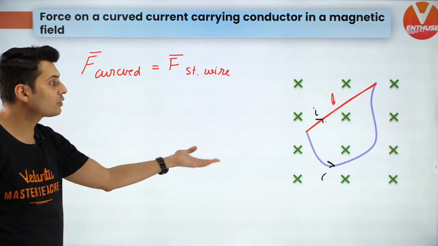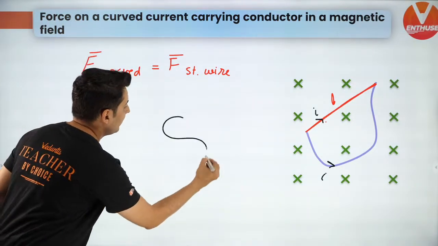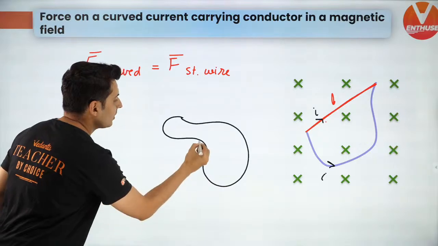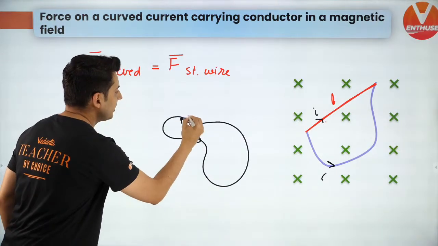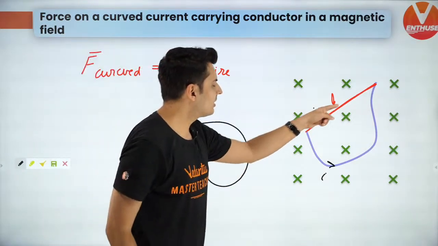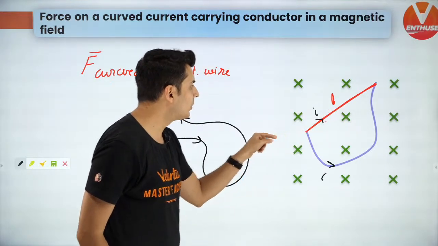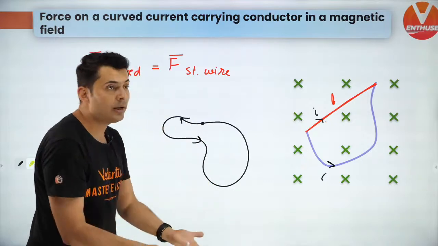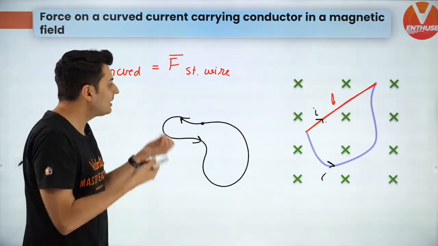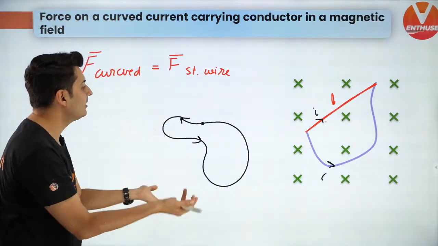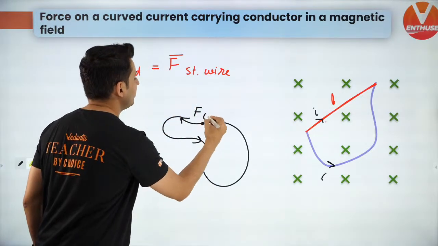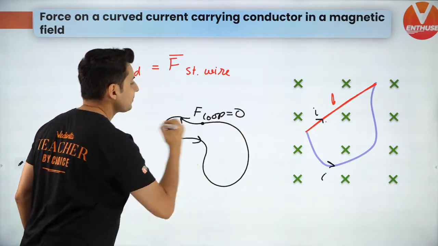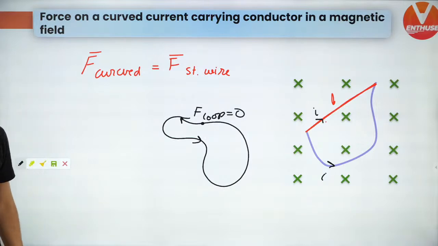This trick will be useful in many places. Imagine if I have a complete loop. Then what is the starting point and ending point? This was the starting point, this was the ending point for an incomplete loop. For a complete loop, the starting and the end are the same. So what will you replace it with? You will replace it with nothing. So what will be the force on nothing? 0. So the force on that loop will obviously be 0. I hope this is clear.